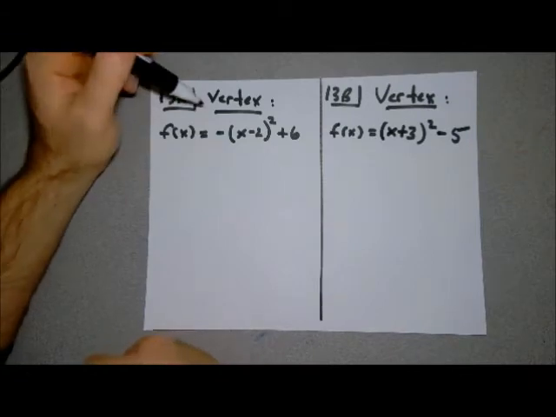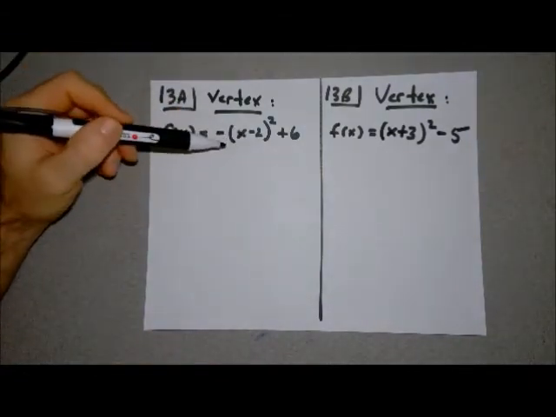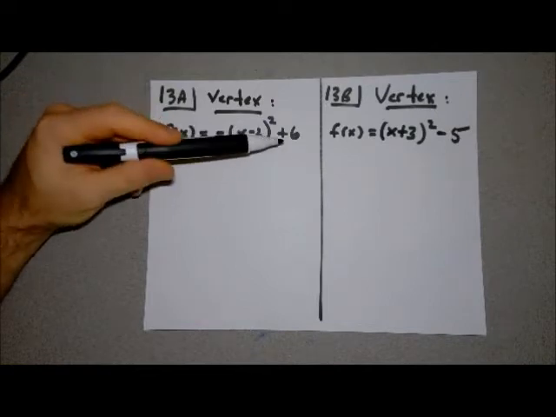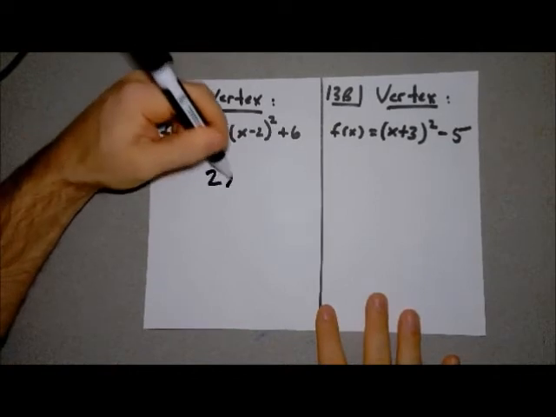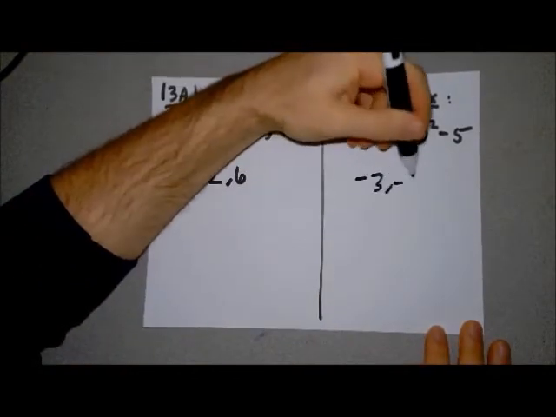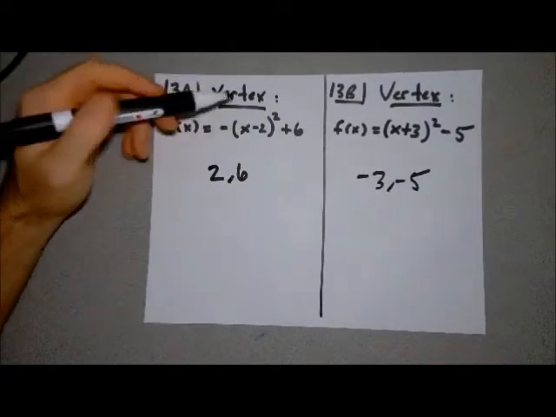For 13, A and B, we'll look at them at the same time. It's asking for the vertex. So in each case, the vertex is going to be, in this one, 2 to the right and 6 up. So your vertex is 2, 6. And in this one over here, your vertex would be -3, -5. So the vertex is just the starting point of your graph. It's where you shifted everything.